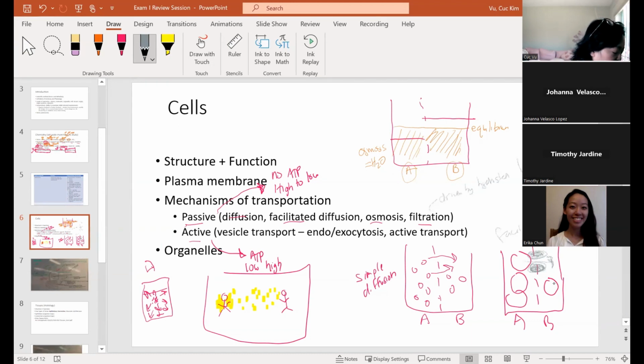Okay, so filtration is driven by the pressure of the water to cause the solutes to move through. Water is moving through, but as water moves through, it's going to pull the solutes with it. And that's filtration. It's driven by hydrostatic pressure. Another good example would be if we squish a plastic water bottle, the water comes out. Exactly. When you squish it, it forces whatever is in there to push out. It's about pressure.